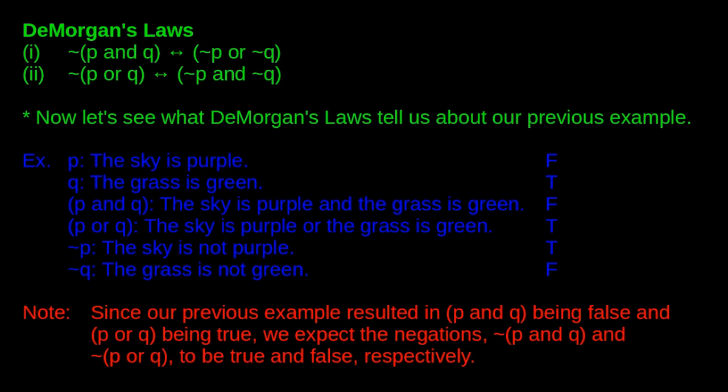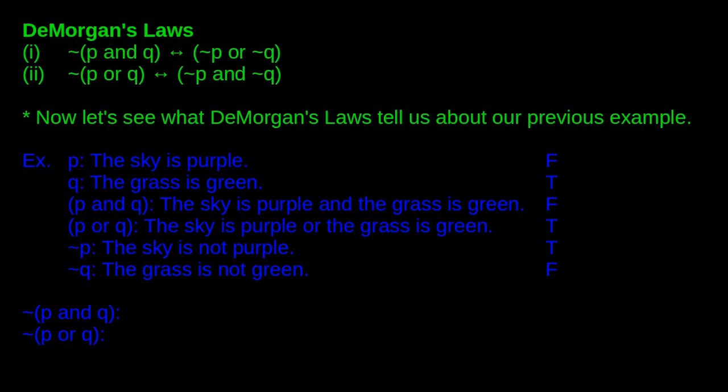Note, since our previous example resulted in the statement P and Q being false, and the statement P or Q being true, we expect the negations, not P and Q, and not P or Q, to be true and false, respectively. That's what we expect, right? Because not P and Q should have the opposite truth value of P and Q, and not P or Q should have the opposite truth value of P or Q, right? So this is what we're expecting to get using DeMorgan's Laws.